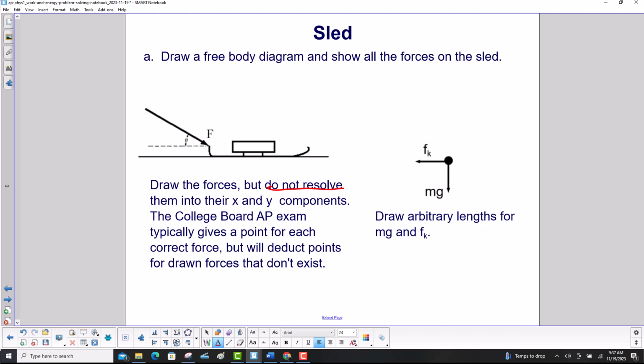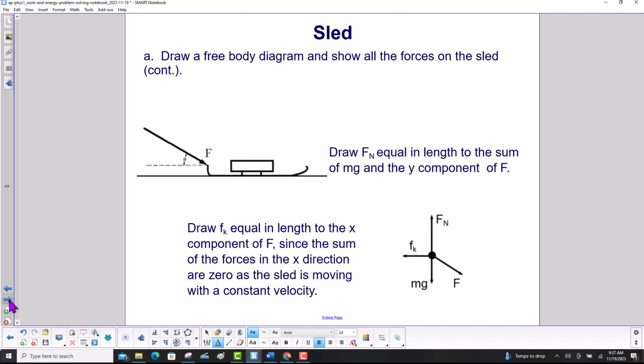that don't exist. So we'll start by drawing arbitrary lengths for the friction force, which is opposite the motion, and mg, which is down. Next, draw the normal force, which will be equal in length to the sum of mg and the y component of F. All right, F is going to be like this. It will have an x component and also a y component.